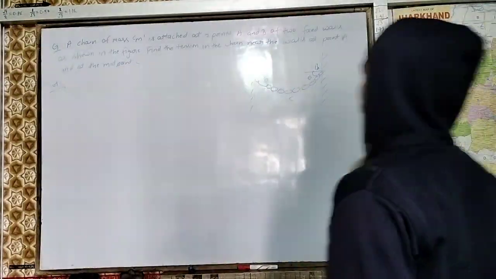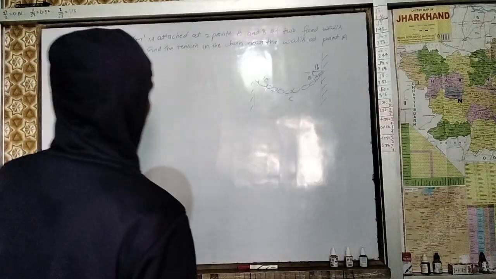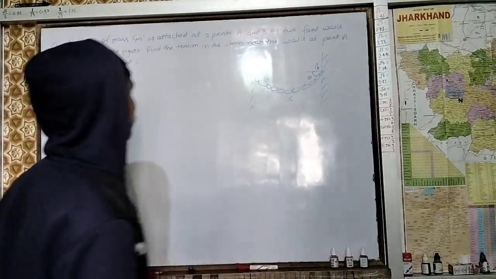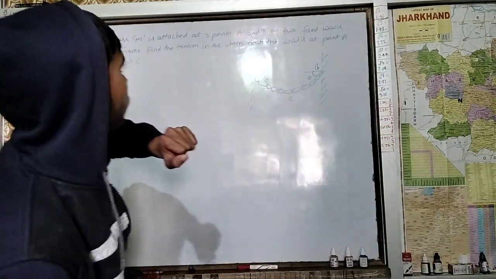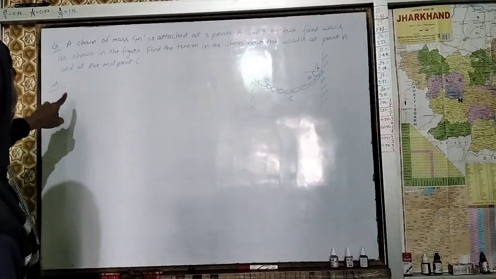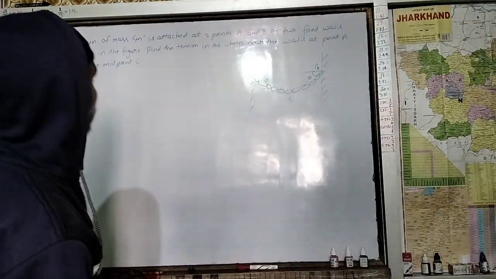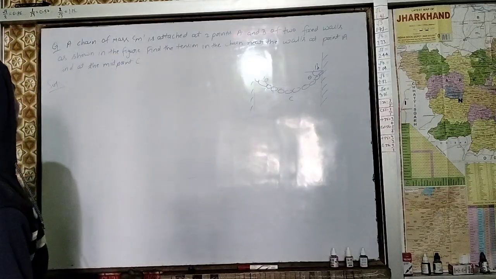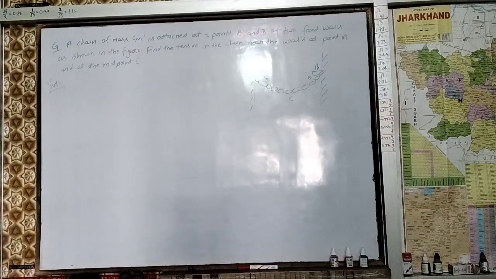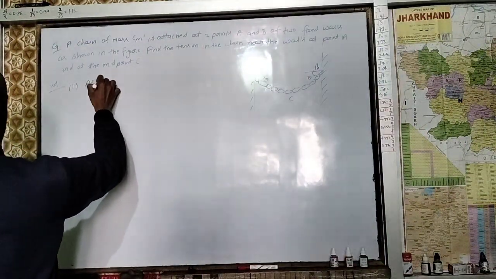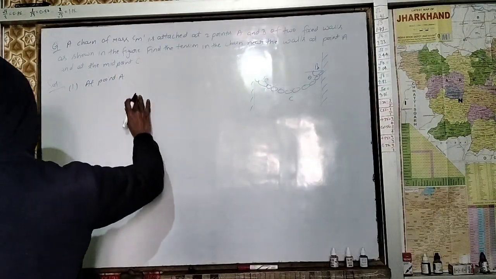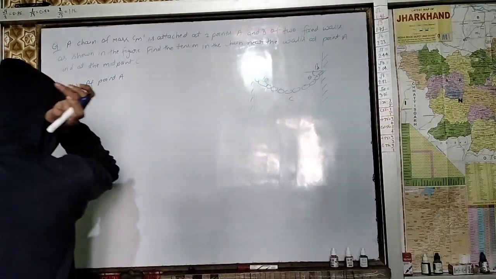Okay. Find the tension in the chain. What would be tension near the walls, over here and over here, near the walls at point A and at the midpoint C. First, only tension, not isolation. So at point A, tension would be how much? First, try to understand.